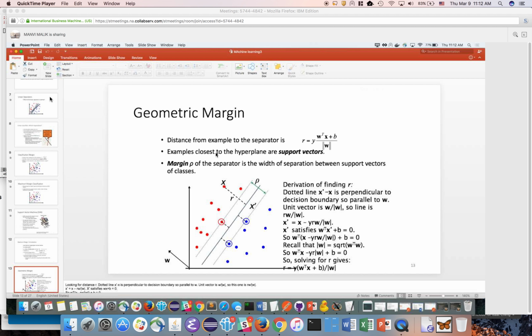And the SVM is basically about maximizing this margin. The margin is the distance between the support vectors and the hyperplane. So this R formula we can use to calculate the distance between the support vectors and the hyperplane, and then we can take the derivative to find the maximum value of that. The hyperplane where the margin is maximum is my final decision boundary, the optimal solution for the given data set.